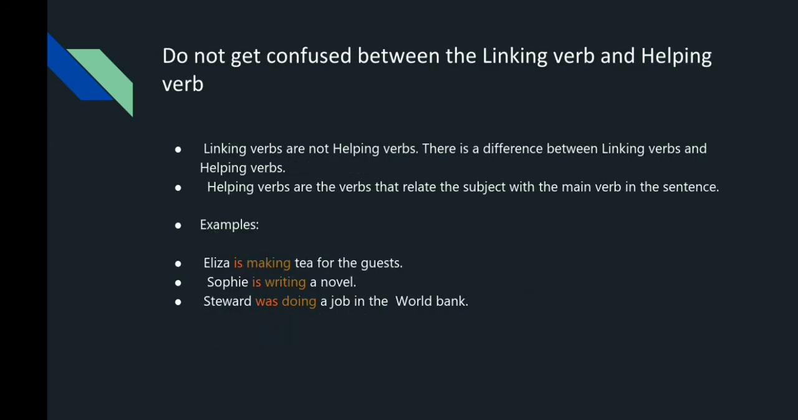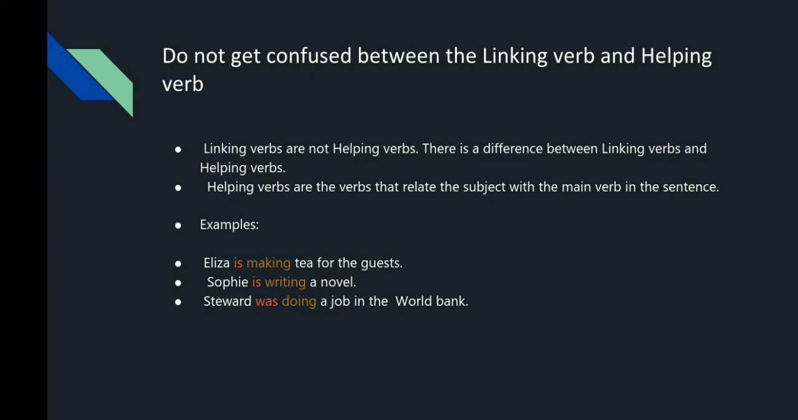Well, there is an important tip in the end. Do not confuse yourself between the linking verbs and the helping verb. Linking verbs are not actually the helping verbs. There's a difference between linking verbs and helping verbs. Helping verbs are the verbs that relate the subject with the main verb in the sentence. Okay. Now here are some examples to make your concept clear.